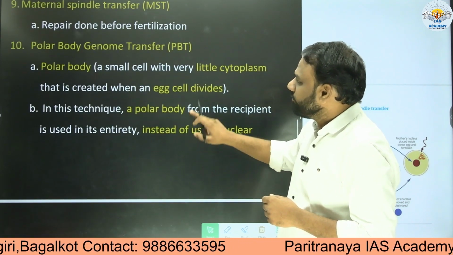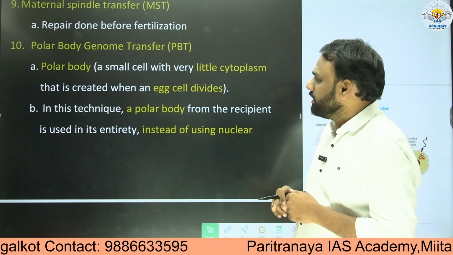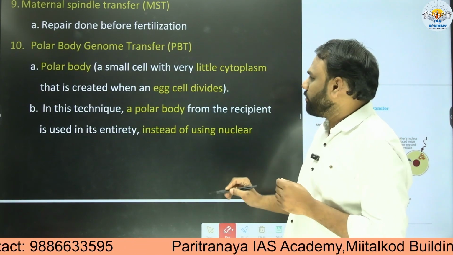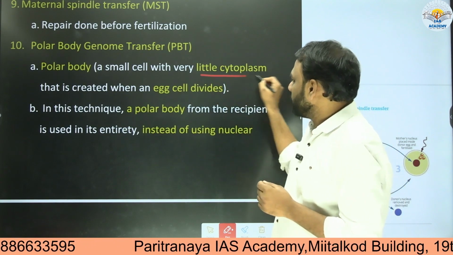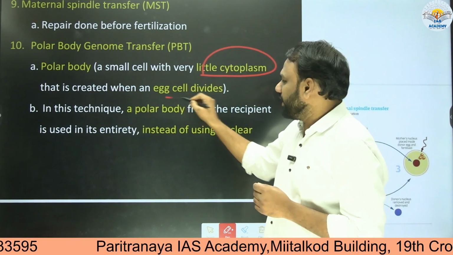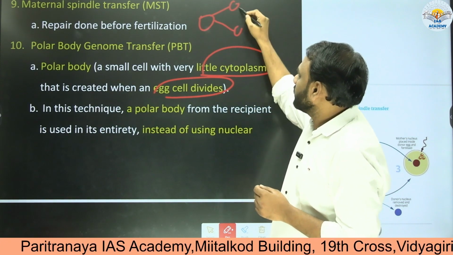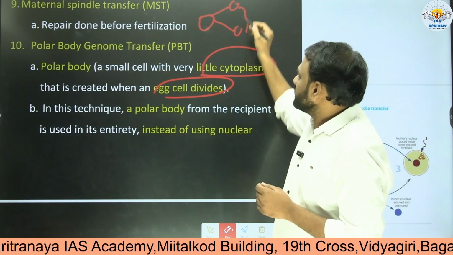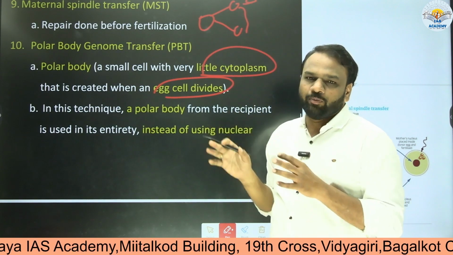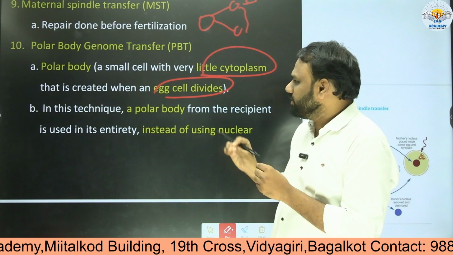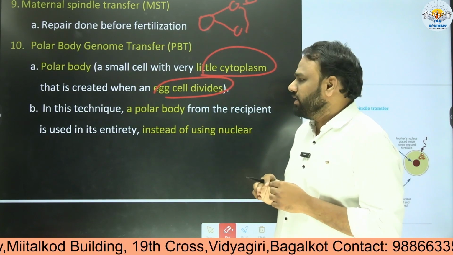Okay. Next, similarly, we have polar body genome transfer. So here we shall just understand the superficial level. So what is a polar body? A cell with very little cytoplasm that is created when an egg cell divides. So generally when an egg cell divides, two cells are formed. So this cell consists of little cytoplasm. So let us not go into the deeper aspects. A cell which consists of little cytoplasm, that is called a polar body.